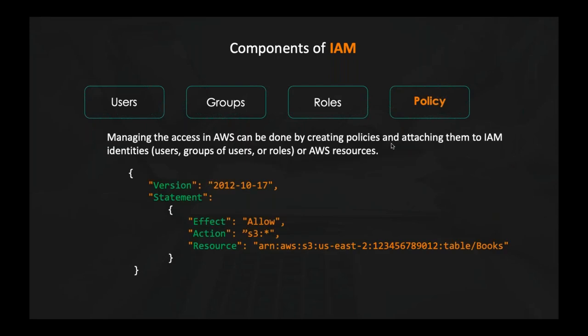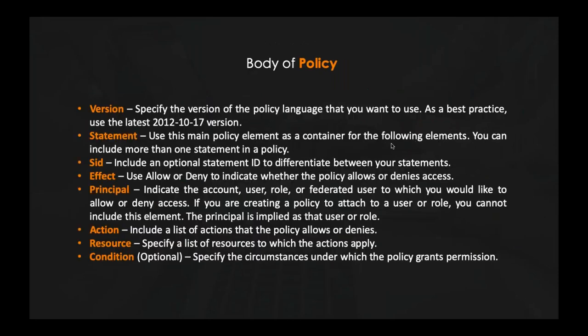Now this is the body of a policy. What are the different parameters of a policy statement that you can use? First is version. That version defines the AWS policy version you are using, and you need to use the same version. You don't need to remember it. There is the AWS console available where you find it directly.